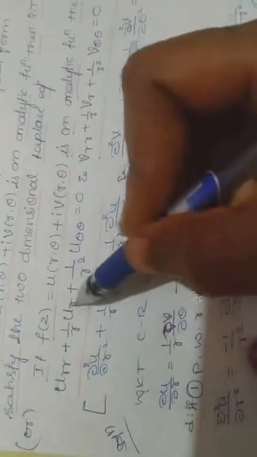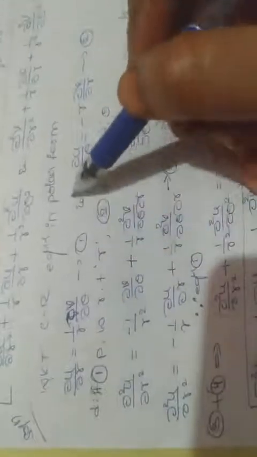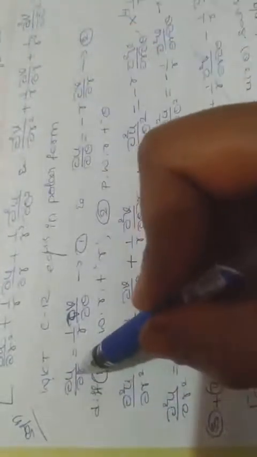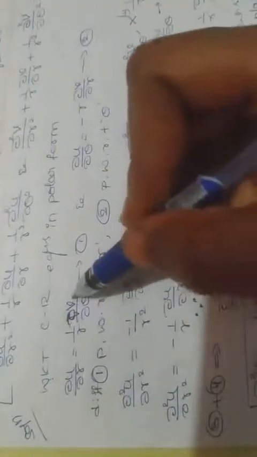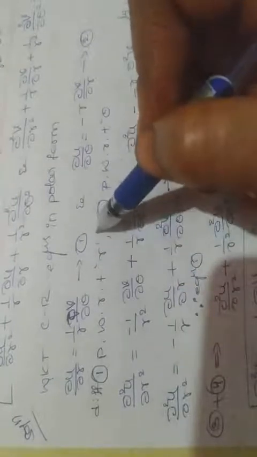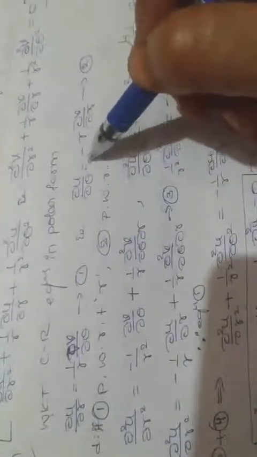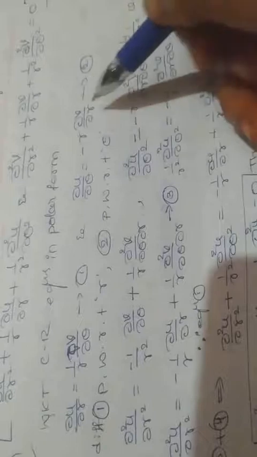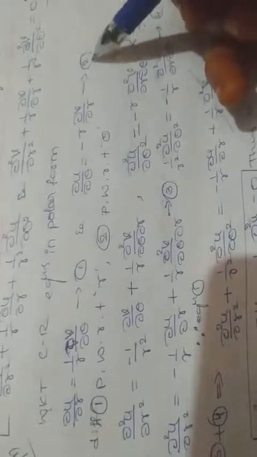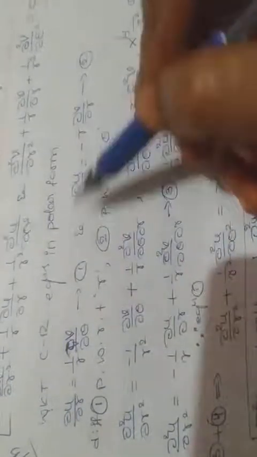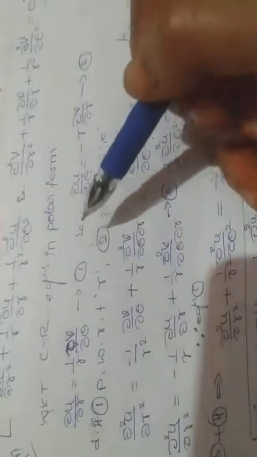Or this is what I have written in the bracket: u_rr is ∂²u/∂r² plus u_r is ∂u/∂r, like that I have written. Okay, next we know that the CR equations in polar form are: ∂u/∂r = (1/r) ∂v/∂θ, that is equation number 1, and ∂u/∂θ = -r ∂v/∂r, that is equation number 2. So in terms of u, we have to prove that u satisfies the Laplace equation in polar form.